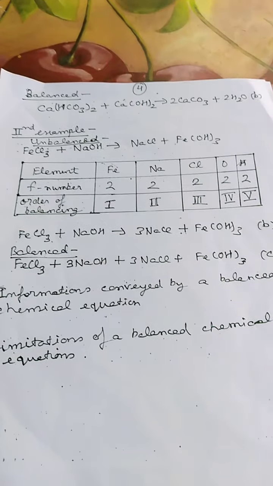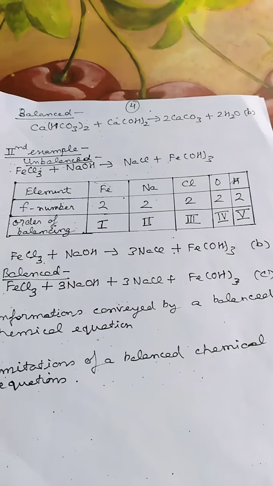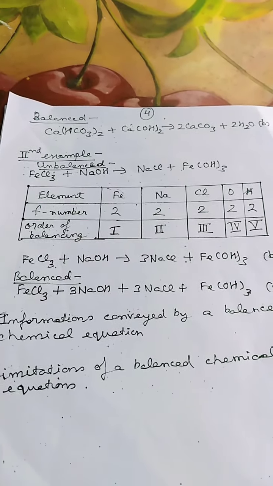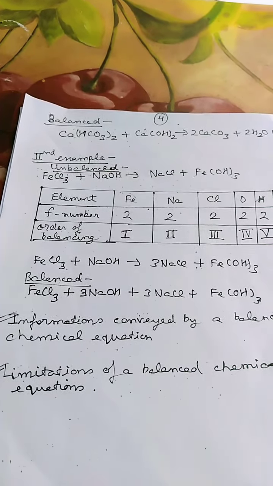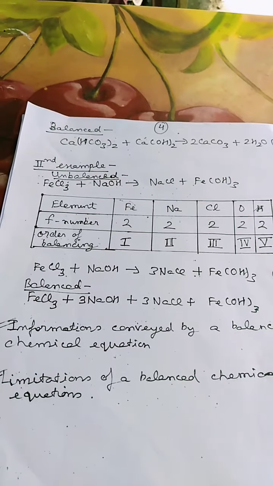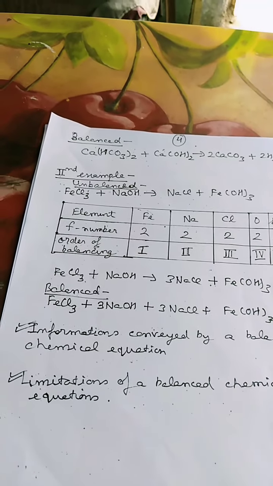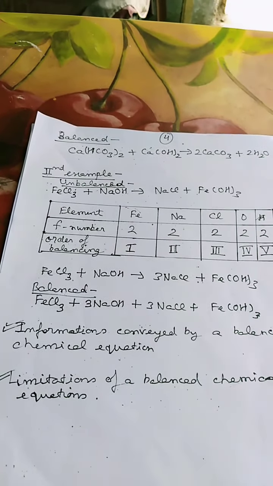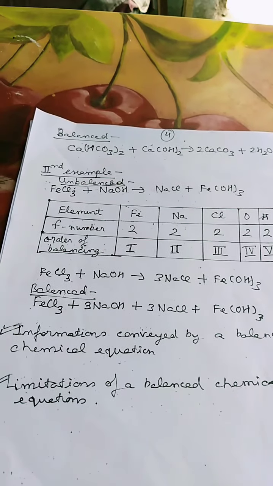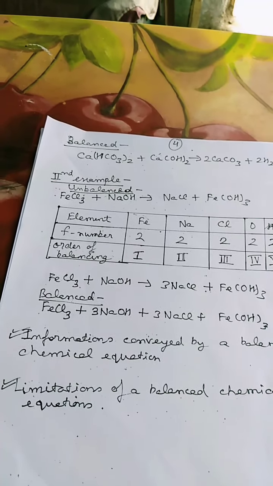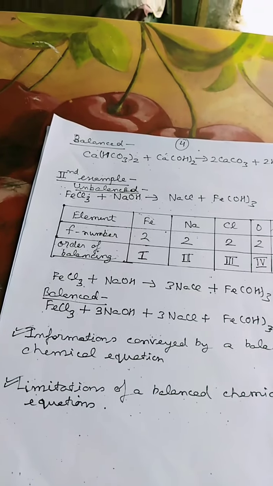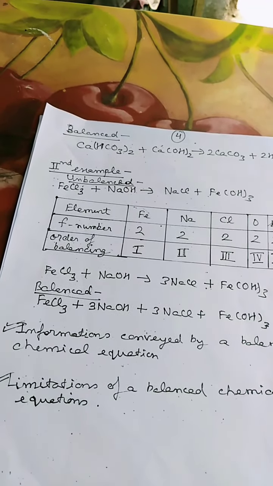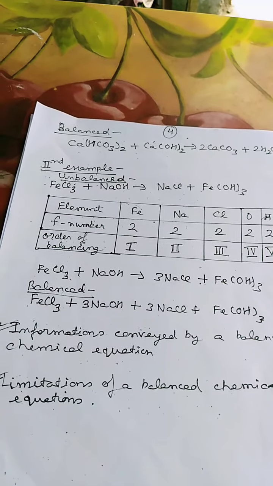According to the rule, we will select metal first. Metals are sodium and iron here. Atomic number of iron is 26. Sodium is 11. We will take element iron first because iron or Fe has more atomic number. Then secondly we will see sodium on both sides. Its frequency number is 2. So it will become 2.